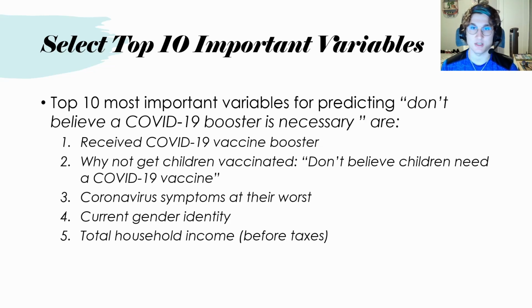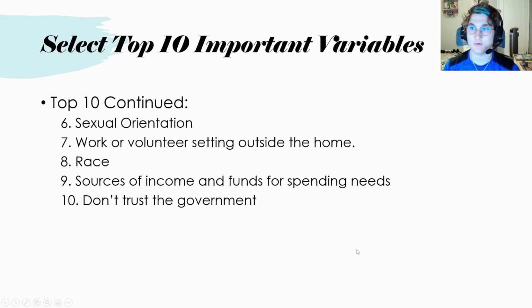Third was a question about the coronavirus symptoms at their worst and how bad they were. Fourth was the respondent's current gender identity, and the fifth was based on the person's income, actually the total income of the household. Six was sexual orientation. Seven was what kind of workplace setting do you work or volunteer in outside of the house. Eight was race. Nine was sources of income and funds for spending needs, so how much money do you have for different things. And then 10 was about the respondent trusting the government or not. So I think this is a pretty interesting set of variables.